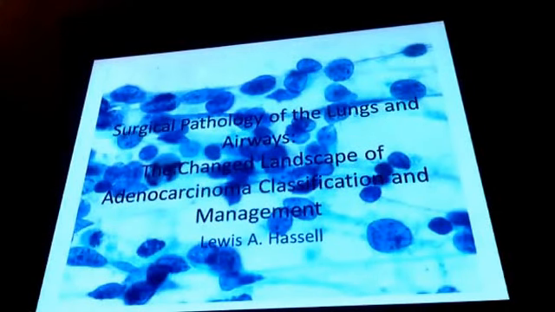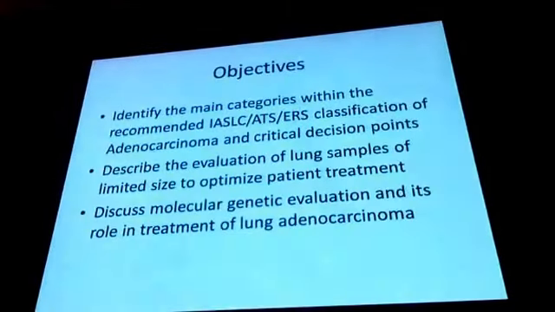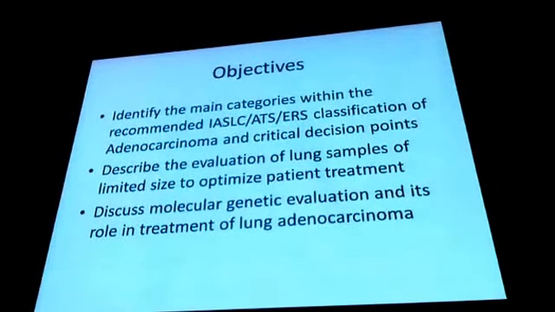Today we'll talk about some things that maybe you have heard before about how the classification and management of adenocarcinoma of the lung has changed. So this classification system, the International Association for the Study of Lung Cancer, the American Thoracic Society and the European Respiratory Society, all have come together to create a new classification system about 4 years ago. And that has some important implications in terms of how we report and how we manage the specimens.